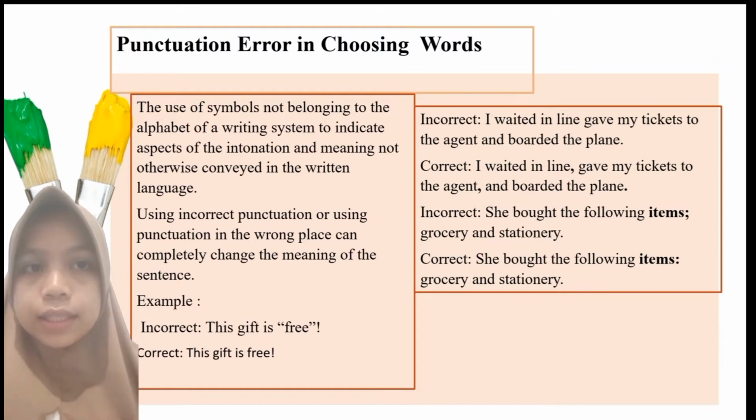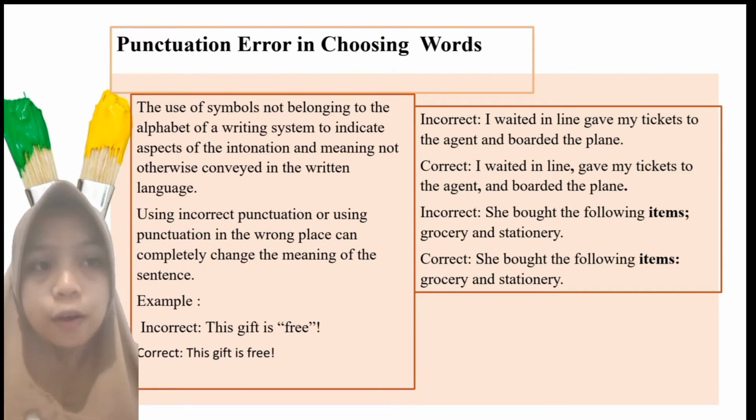So, punctuation is the use of symbols not belonging to the alphabet of a writing system to indicate aspects of the intonation and meaning not otherwise conveyed in the written language. Using incorrect punctuation or using punctuation in a wrong place can completely change the meaning of the sentence.